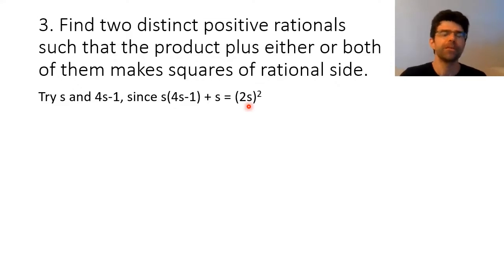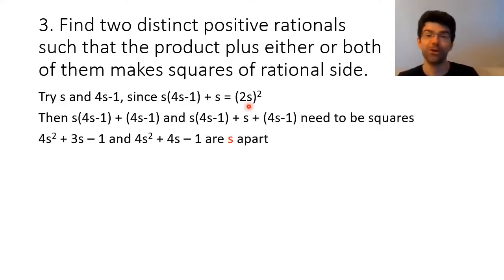So there's a bit of a leap of faith there. We just have to hope that later down the line we're going to be able to show that 4s squared plus 4s minus 1 and 4s squared plus 3s minus 1 are both squares for some value of s. Well, those are s apart. We've got 2 squares that are s apart, and the double equating method gives us a lot of flexibility.